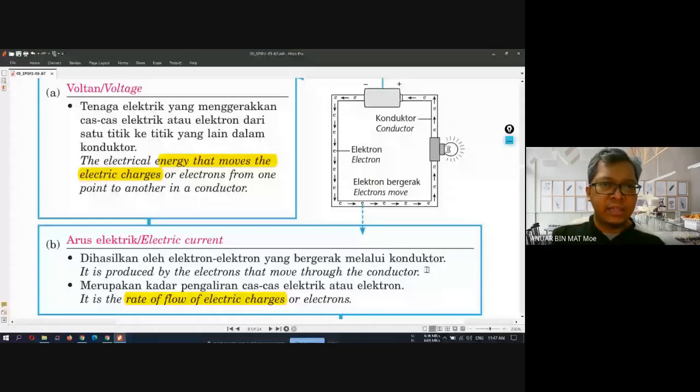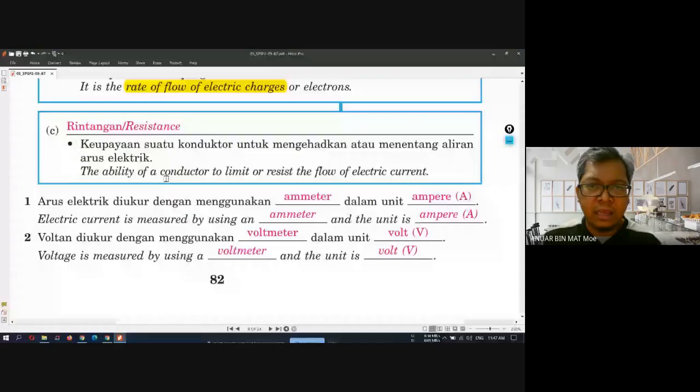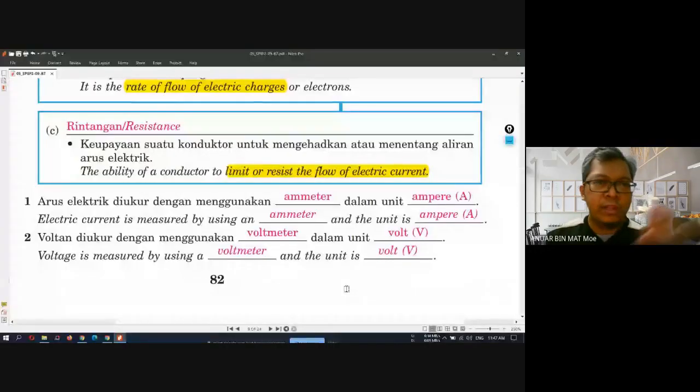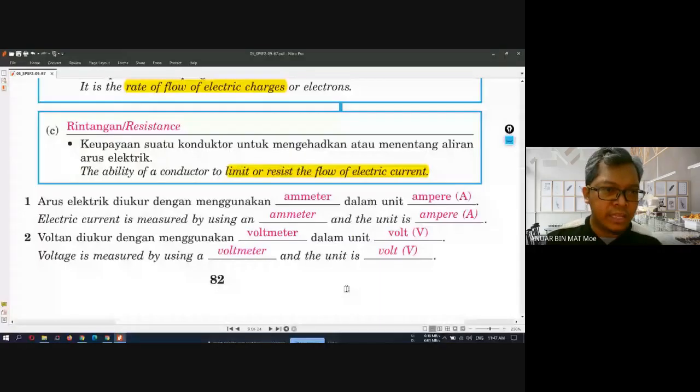And then what is resistance? Resistance is the ability of the conductor to limit or resist the flow of current. This is what we call resistance. It will try to stop or slow down the flow of current.